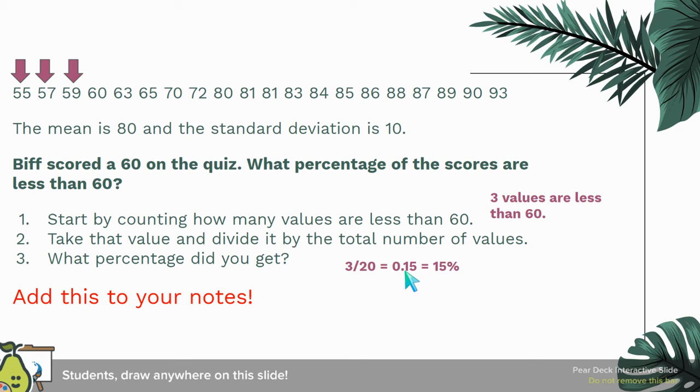The way we turn that into a percent is by taking our decimal and moving it to the right 2 decimal places. So 15%. 15% of our values are less than 60.